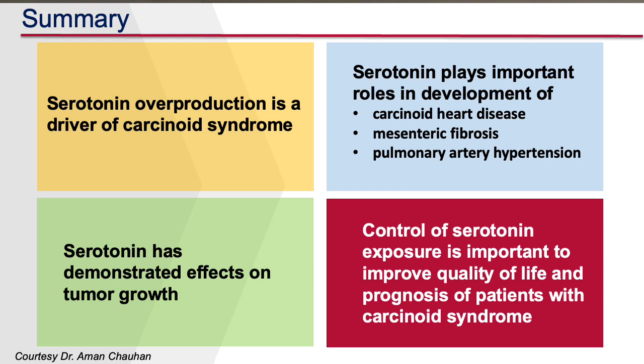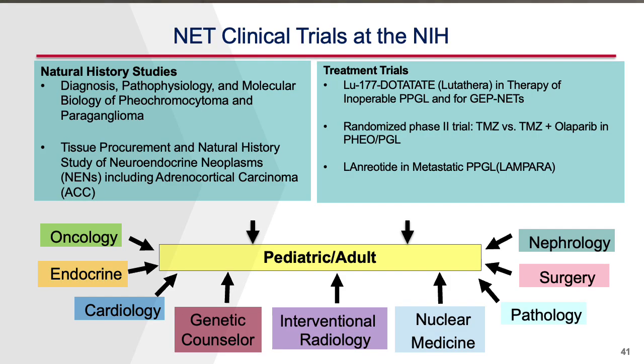It's important to control the excess serotonin in order to improve the quality of life. By doing that, it can also help patients minimize all these complications that we discussed. And controlling serotonin also has an effect on tumor growth. And with that, these are the NET clinical trials at the NIH.